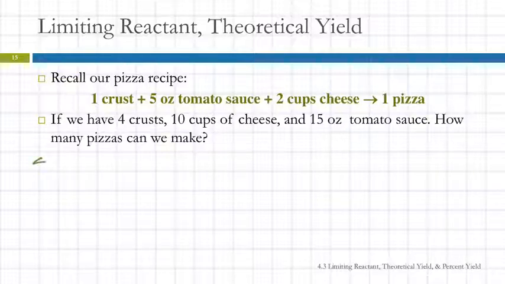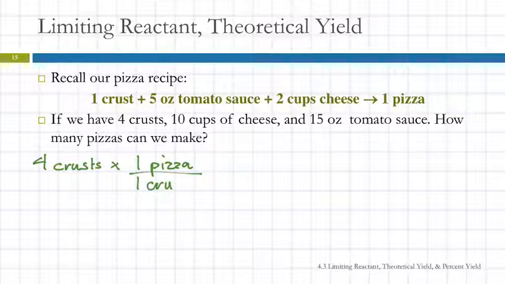So 4 crusts. And we get 1 pizza for every crust. It's kind of a no-brainer. So if we use up all the crusts, we could make 4 pizzas.